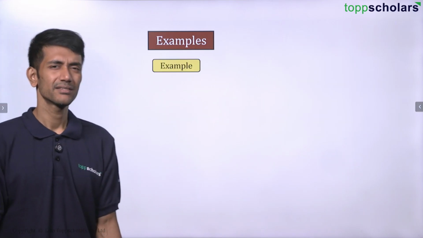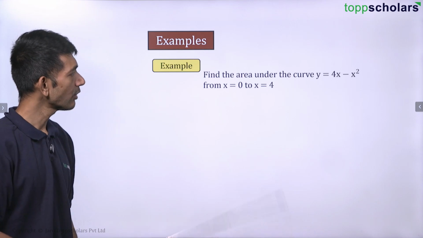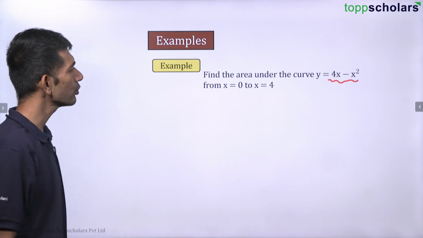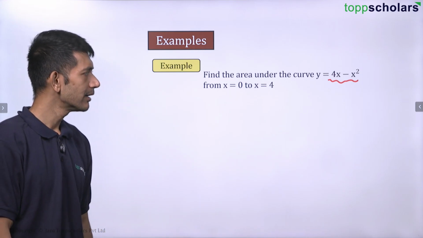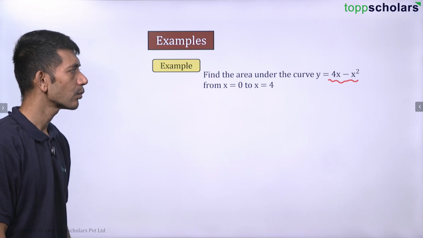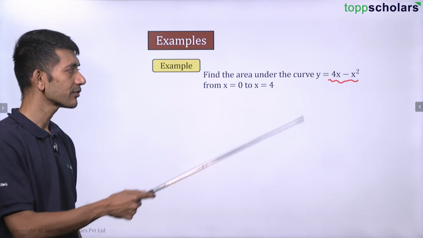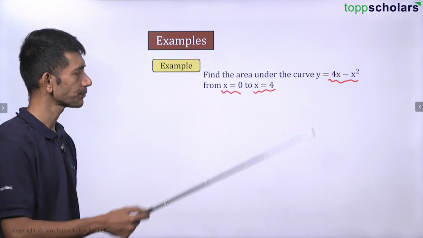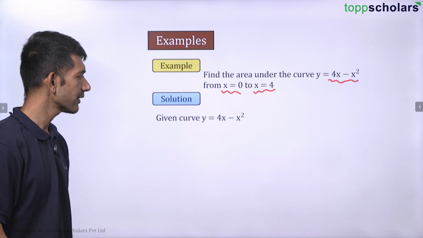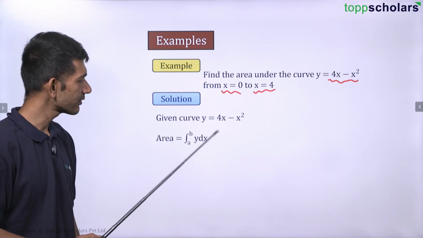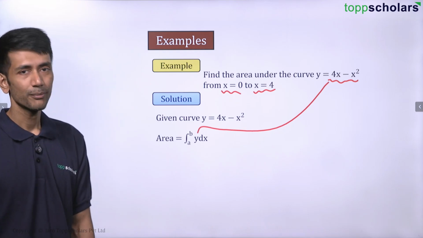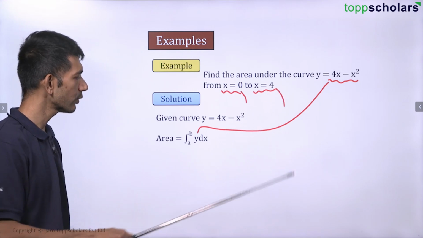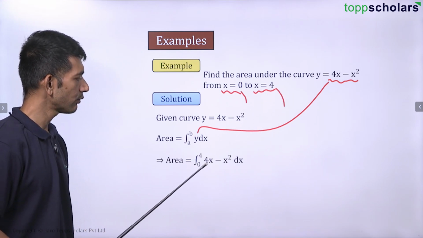Now let us see some examples. These were some of the easy examples. Now find the area under the curve y is equal to 4x minus x square from 0 to 4. Now we don't have to draw anything. Directly you know area under the curve y is equal to 4x minus x square. This is our curve, right? And then from 0 to 4. So can I say this is the given curve? Area is given by y dx. But what is y? y is 4x minus x square. So I'll get from a to b. What is a? a is 0. What is b? b is 4. So from 0 to 4, 4x minus x square dx.